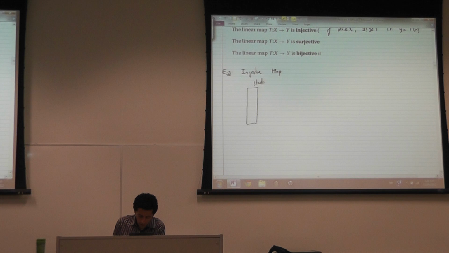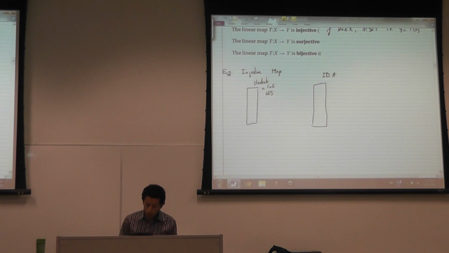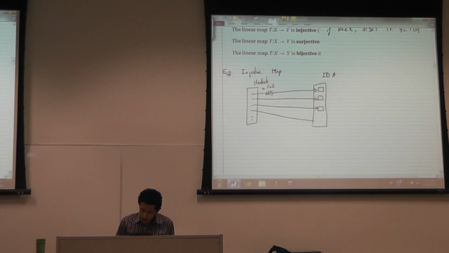Students in 665, an ID number. For every student here, you have a unique ID number. So there's a map on BearTracks or in eClass that gives me your unique ID number.